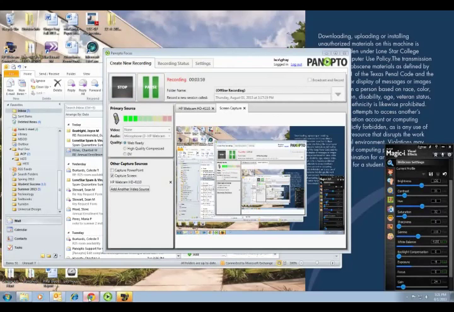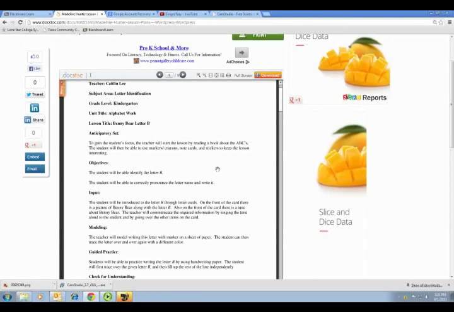Okay, so let's look at the anticipatory set again. The student will be able to use markers, note cards, and stickers to keep the lesson interesting. I don't know what that means, and I don't know what it looks like. And it's not the student's job to use the markers, note cards, and stickers to keep the lesson interesting. It's your job as the instructor.